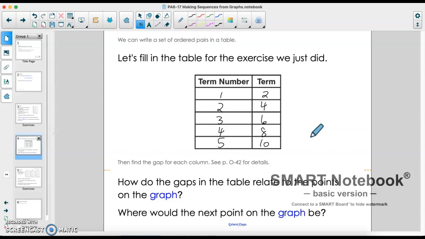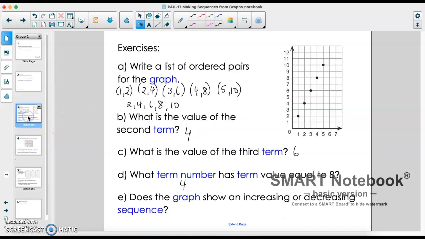So the gap between the term numbers shows the horizontal distance. That's like the distance from 1 to 2, 2 to 3, 3 to 4. The term value shows the vertical distance between the numbers. So the gap is 2, and it shows a distance of 2, but it shows it vertically, whereas the gaps between the term numbers show it horizontally. So the gaps here are typically 1. It's key to remember that.